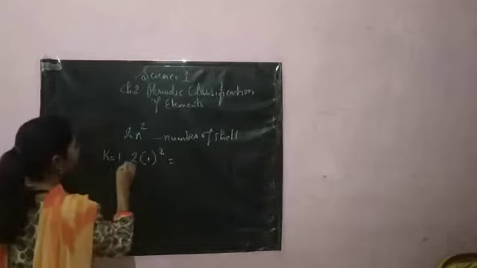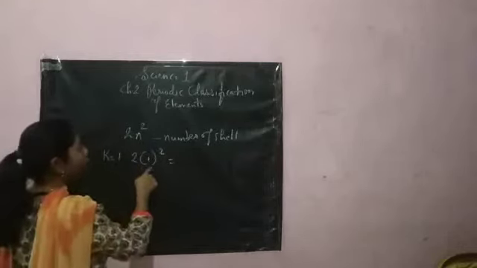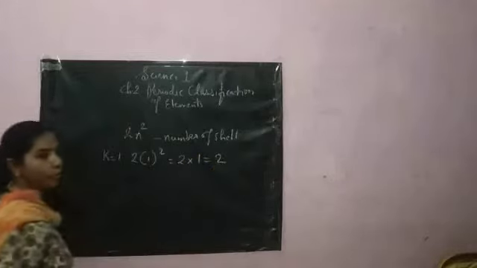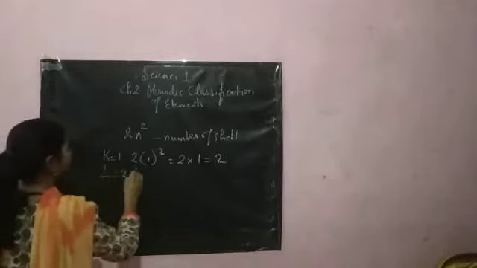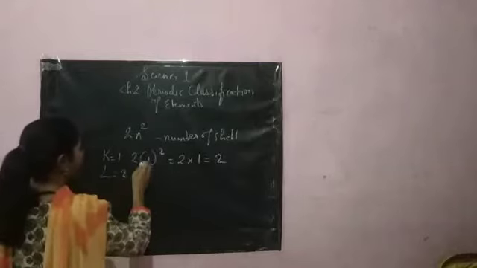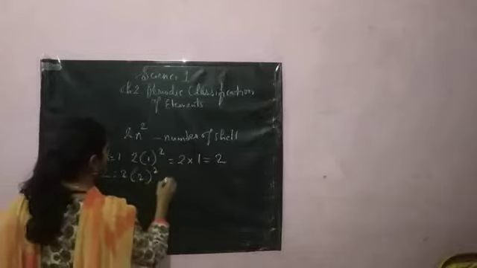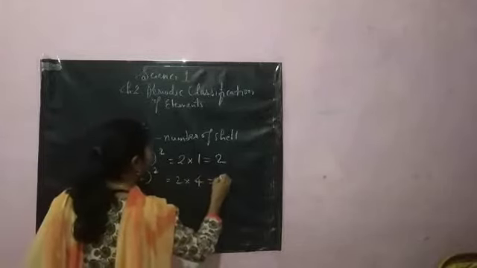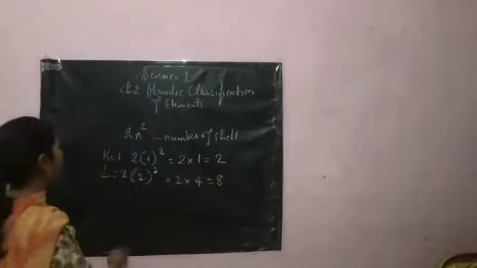And what is going to be the total number of electrons fitted into the K shell? 2 into 1 square is 1, that means 2 into 1 is equal to 2. So maximum 2 electrons can be placed into the K shell. Then L is the second shell. In place of n, we will write 2, square of 2. Then 2 into square of 2 is 4, 2 into 4 is 8. So maximum 8 electrons can be fitted into the L shell.